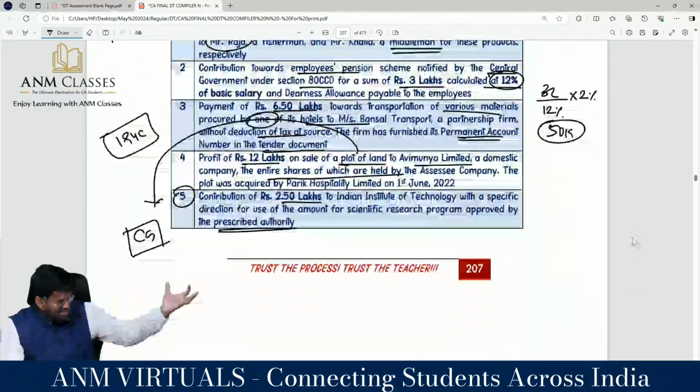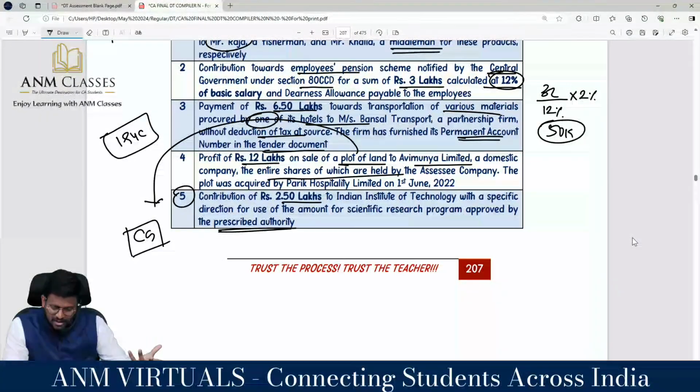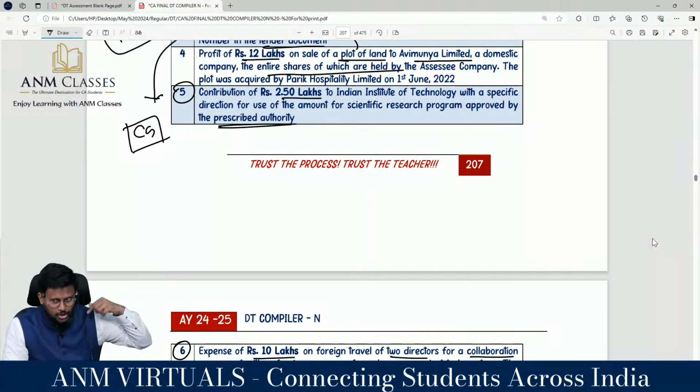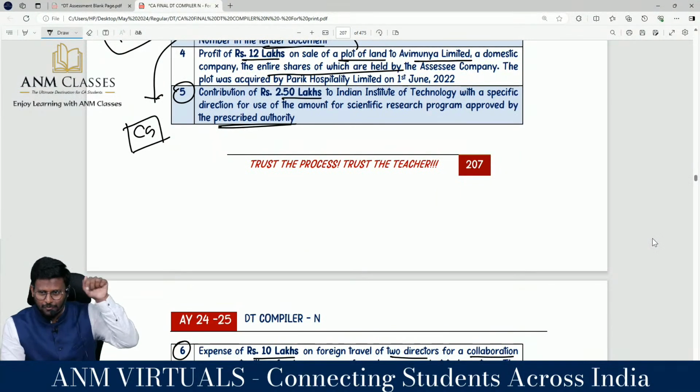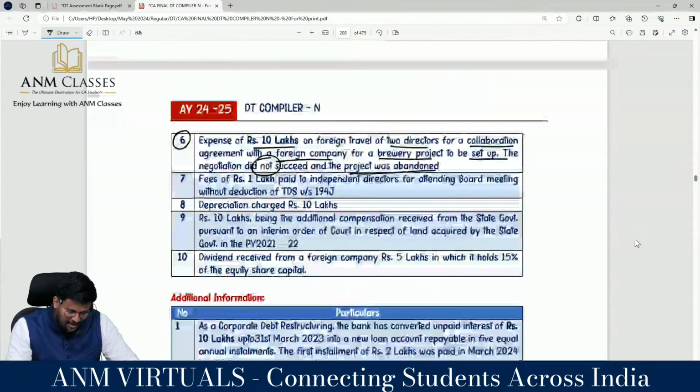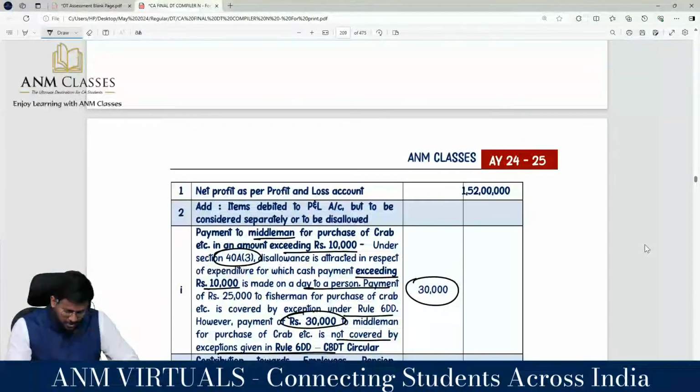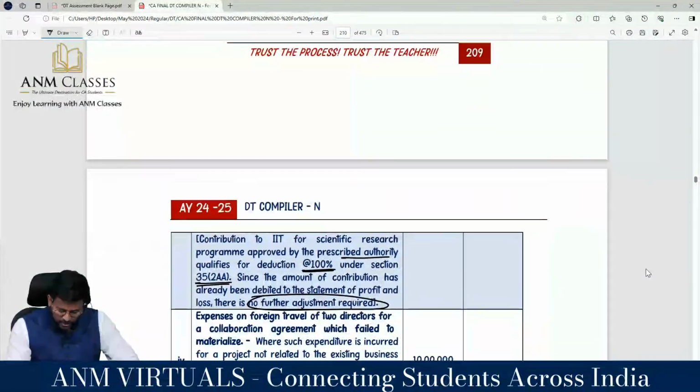Is the new business connected with this business? No, sir. So whatever expenditure has been incurred for the new business will not be allowed as a deduction for this business. It should be added back. Confidently add back the 10 lakhs. Are you all really with me?